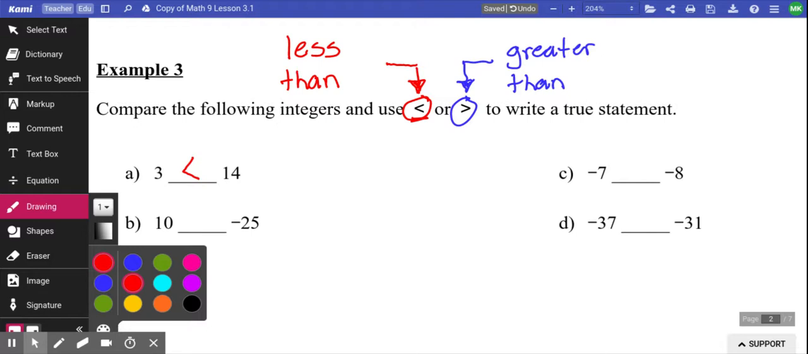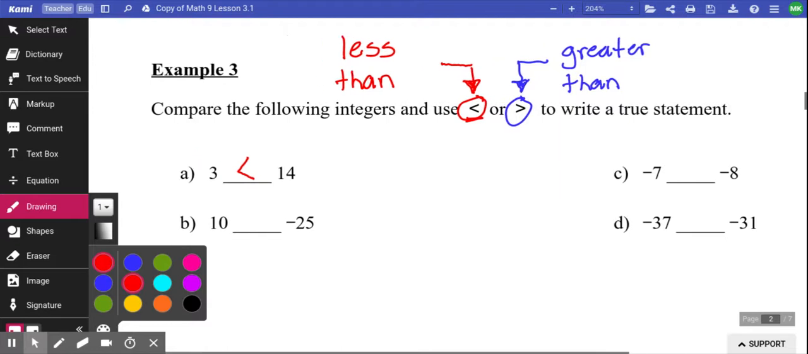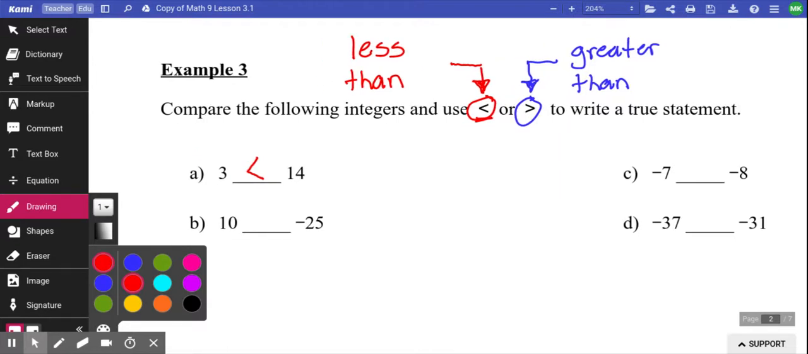Hart hasn't done math in forever, and he still remembers the analogy that the alligator eats the bigger number. Now, the problem is we have to be able to read it as well and understand what it's saying. So if you look at this, I know you're all good at putting the right symbol there, but are you good at what it's saying? So if you were to read that, it's saying 3 is less than 14. That's how I would read that statement.